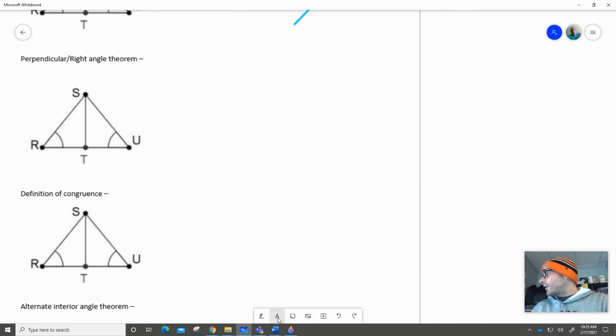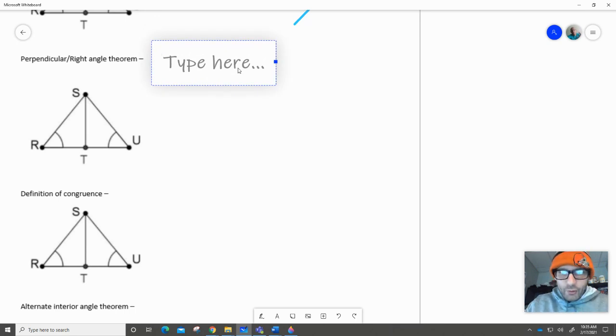So, you know, lines being perpendicular. I'm trying to pull this up here. Computer's being a jerk today.